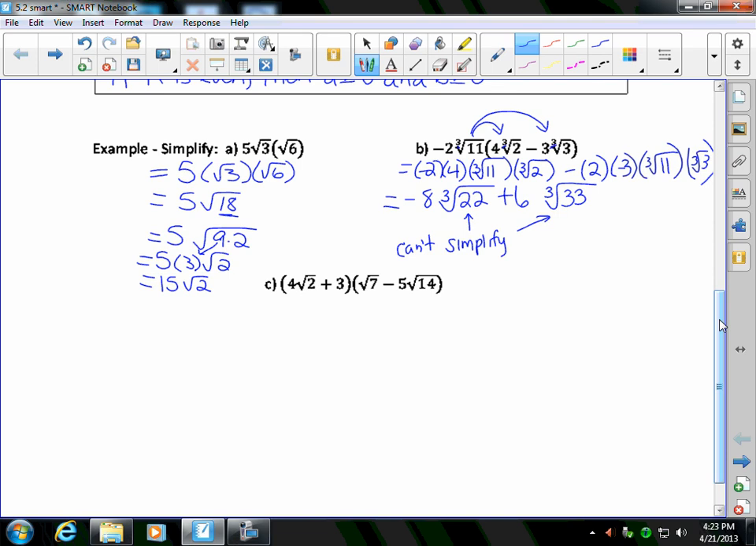Okay, I have 4 square root 2 plus 3 times square root of 7 minus 5 square root 14. I have a binomial, so I do whatever I do when I have binomials and I'm multiplying. I FOIL them. Okay, so this one I'm not going to do this middle step like I did in there. I'm just going to go to my answer. So 4 square root 2 times square root 7. So these have the same index, so it's going to be 4 square root 14.